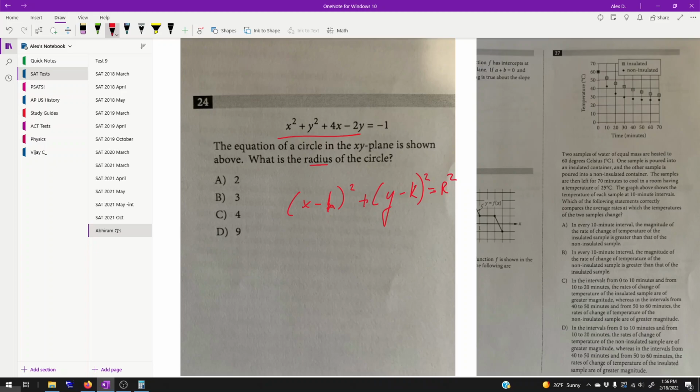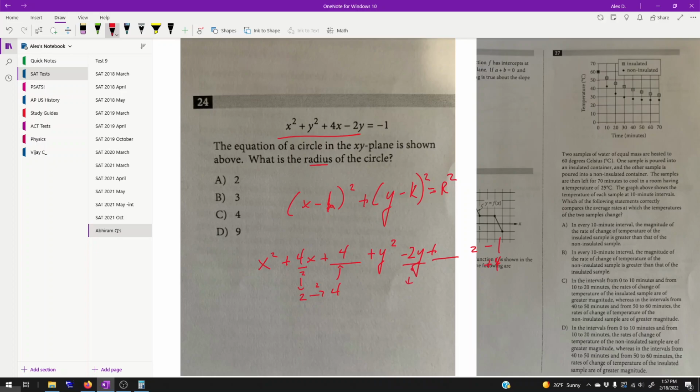So the first thing is to cluster the like terms together, x squared and 4x, and we're going to leave a blank here. y squared minus 2y, and again leave a blank, equals negative 1. And we have to fill in this blank spot with completing the square. So divide this by 2, we get 2, square it, and we get 4, and we add that here, and we also add it here, because whatever you add to one side, you have to add to the other. So we add 4.